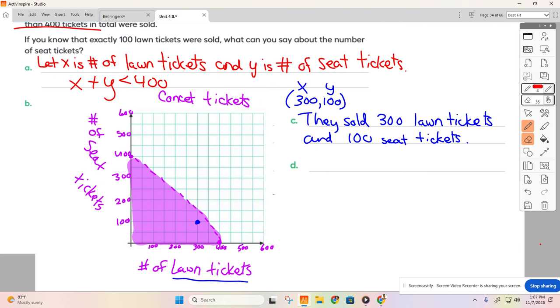So pick a solution, then say what it means. We could have all picked different solutions. Anything in that shaded region is a solution that would work. Write a statement about what the point means.